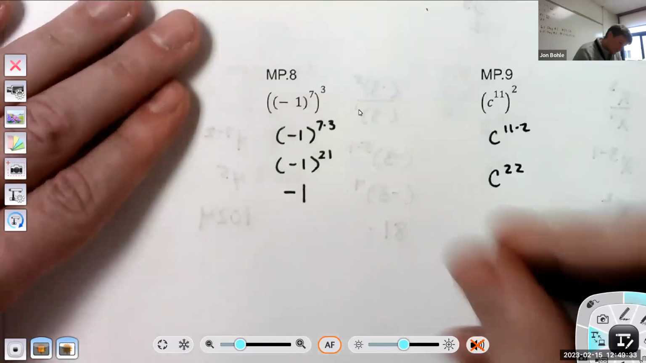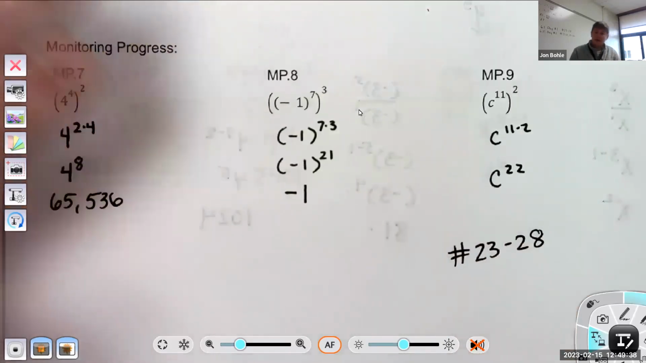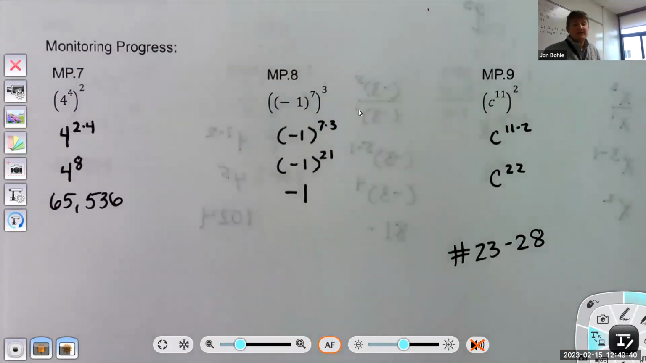Okay, at this point, your practice is at the end of day 3. And for day 1's practice, I'd like you to do 23 through 28 all before you progress onto your learning targets.